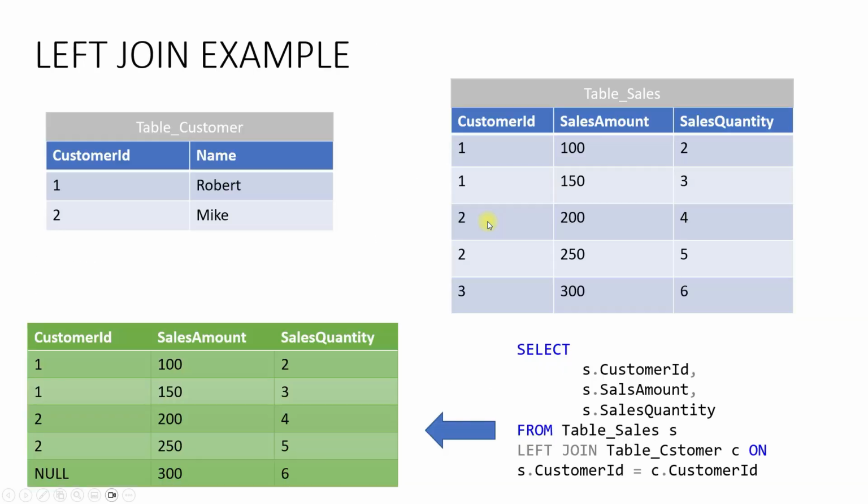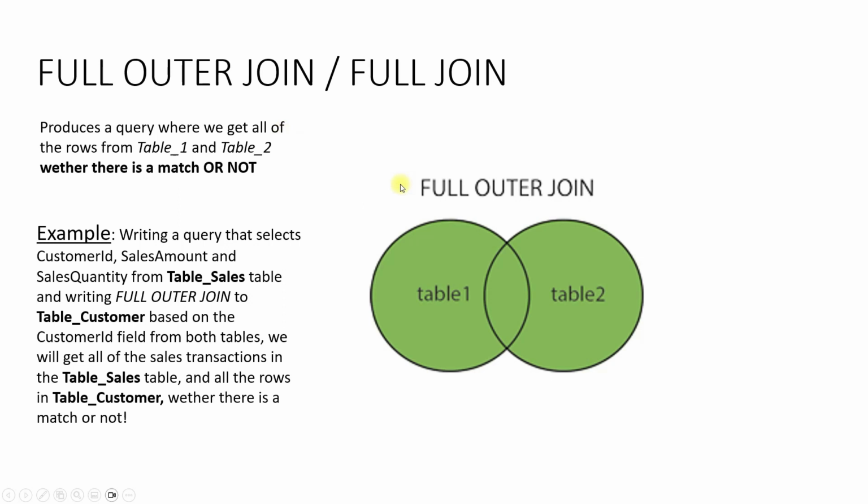But what if we're looking at a full outer join? You see here the whole shape, both these tables are green. In the previous picture this part symbolized the fact that we get everything from table 1 and table 2 where there's a match. But when we do a full outer join, we simply get everything from table 1 and table 2, whether there's a match or not.